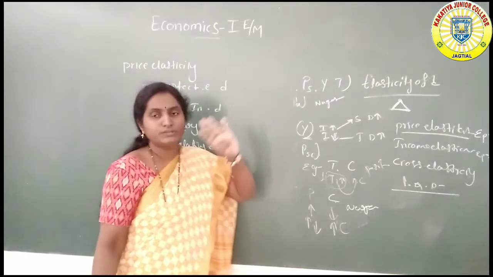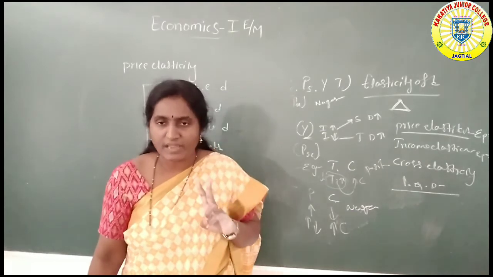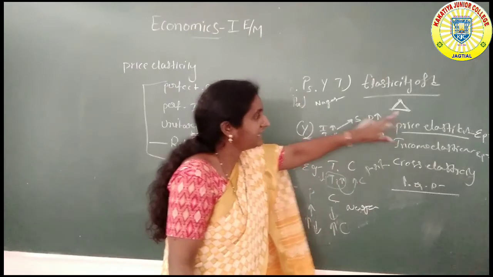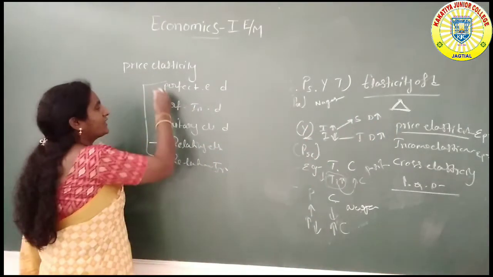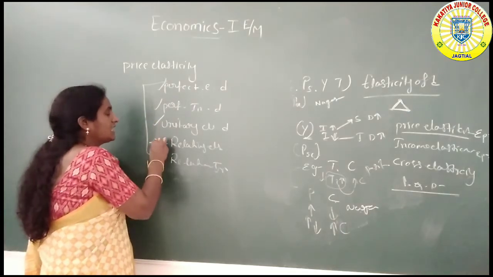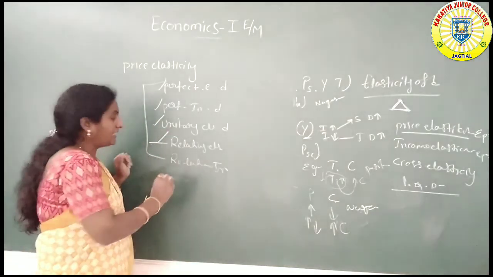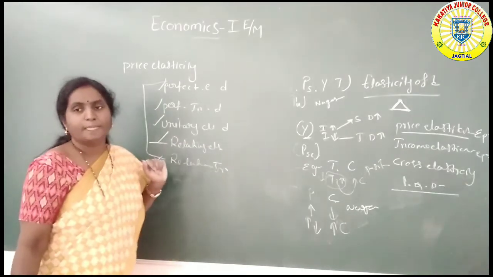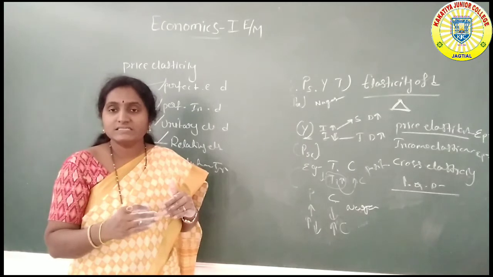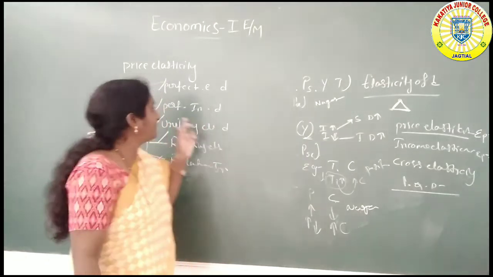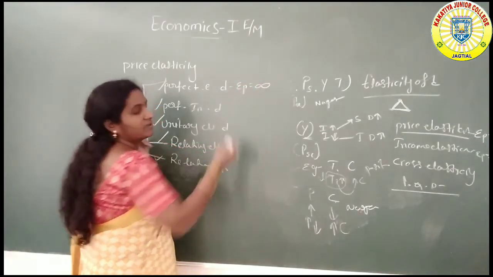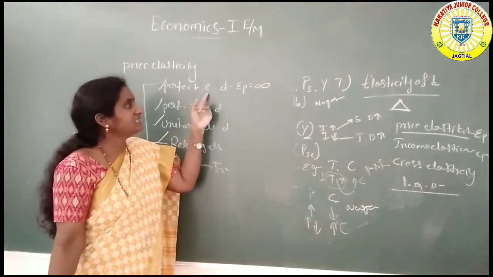Elasticity is divided into three types: price elasticity, income elasticity, and cross elasticity. And price elasticity is again divided into five types: perfect elasticity, perfect inelasticity, unitary elasticity, relatively elastic, and relatively inelastic. Here, elasticity means some change, inelasticity means no change.